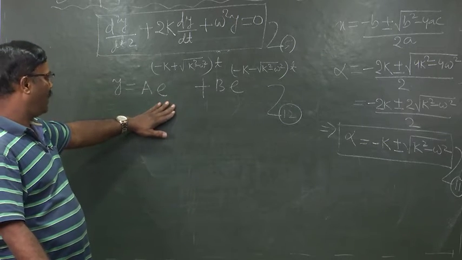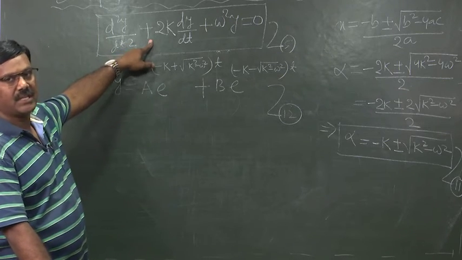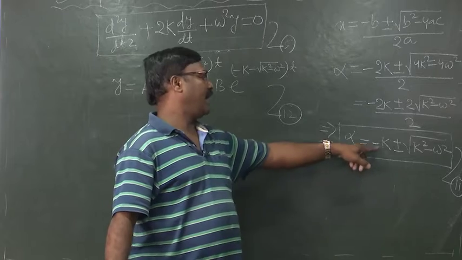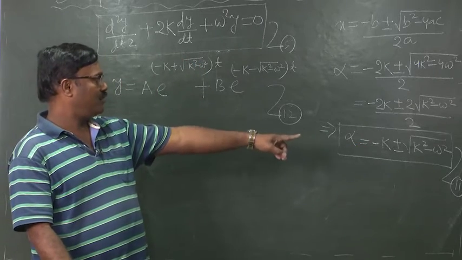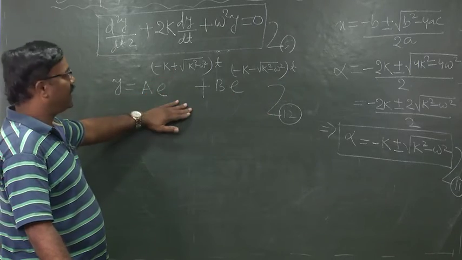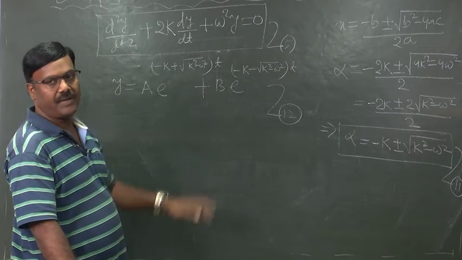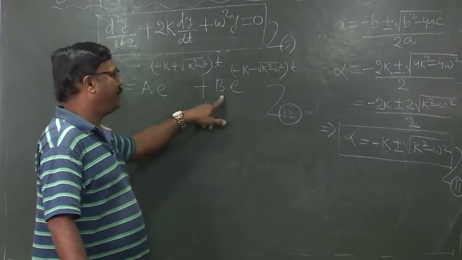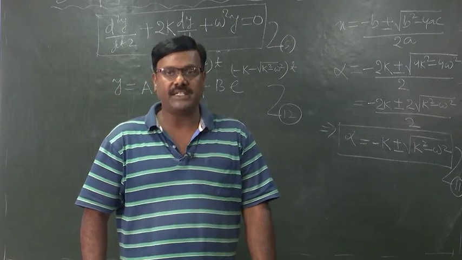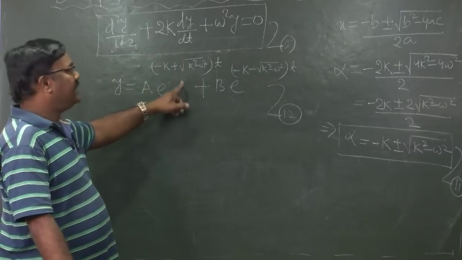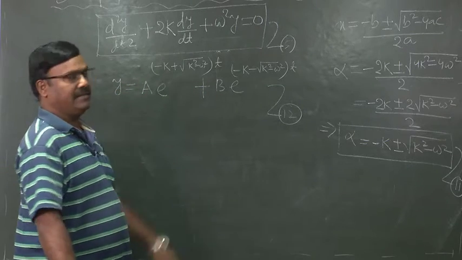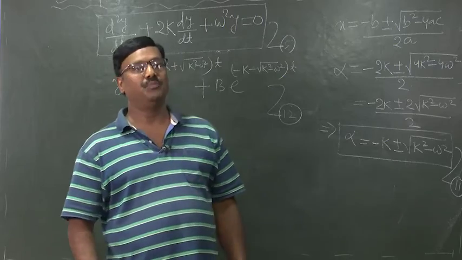This is the solution of this differential equation of damped oscillation, where we have put alpha as minus k plus or minus root over of k square minus omega square. Now, this solution will become simpler if we find the values of a and b, where we have taken a and b as constant quantities. To find the values of a and b, let us proceed as follows.